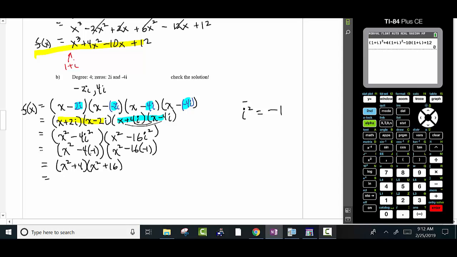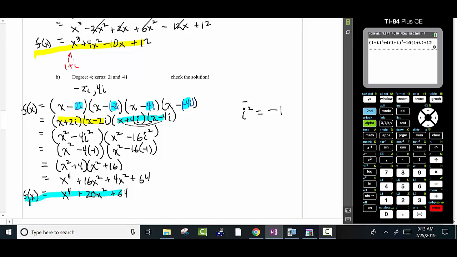The first term, x squared times x squared, is x to the 4th. The outside term is plus 16x squared, the inside term is plus 4x squared, and the last term, 4 times 16, is plus 64. So you end up with x to the fourth plus 20x squared plus 64. That would be the multiplied out answer to that polynomial.